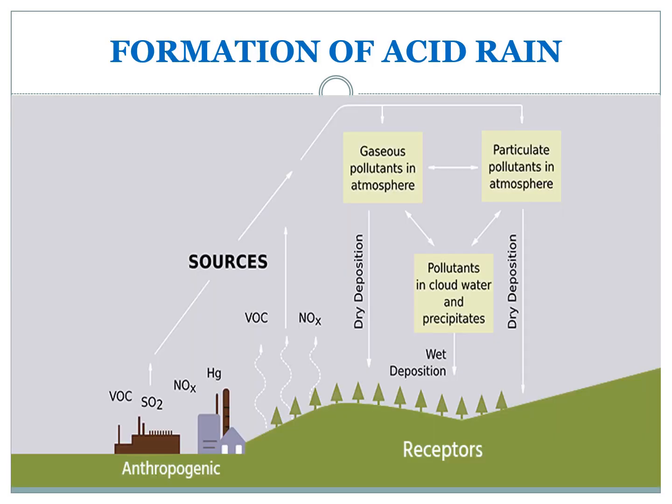This diagram shows how acid rain is formed. The gaseous pollutants and particulate pollutants in the atmosphere combine with water and are deposited either as dry deposition or wet deposition as acid rain.